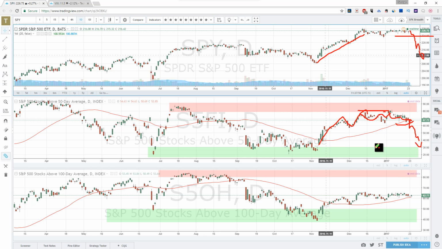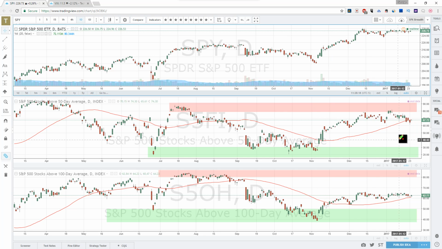So watch for this market breadth indicator. The key levels to watch for is what percentage of stocks are above the 50-day moving average. Is it more than 50? If the answer is yes, you're looking to get long. If it's above the 50-day moving average as well, you're also looking to get long.